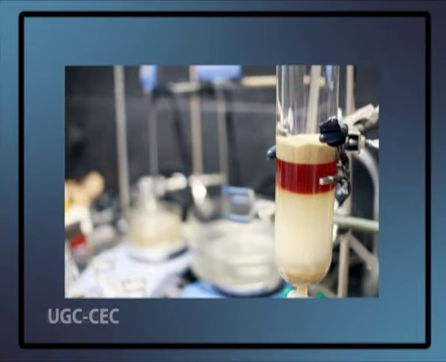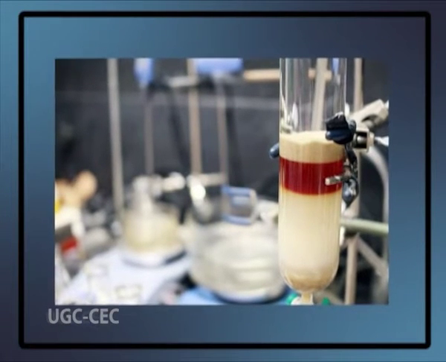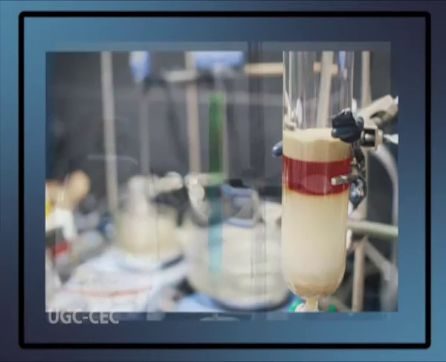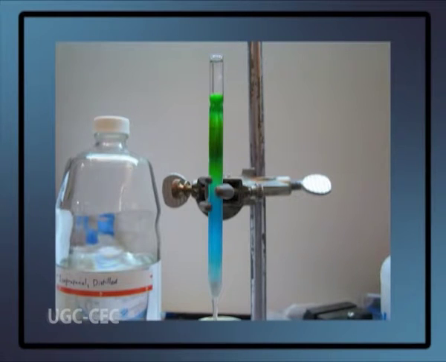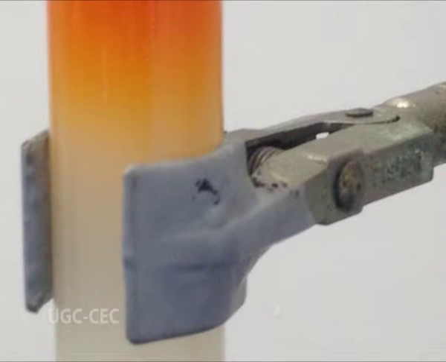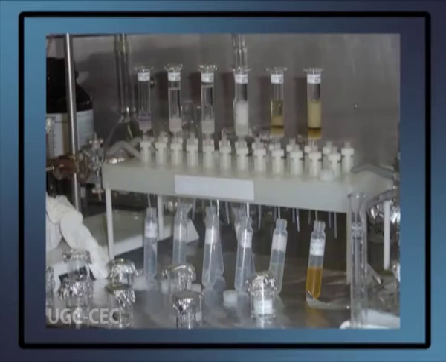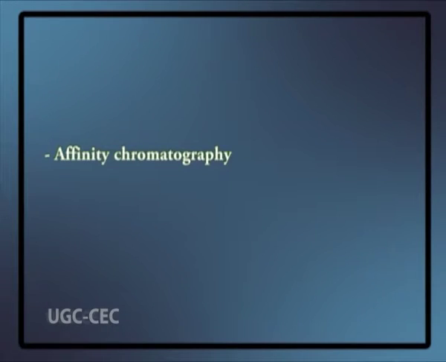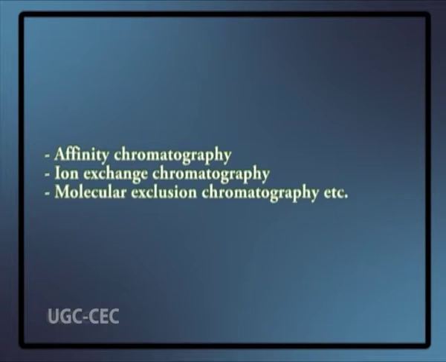C2. Columnar or column chromatography. Column chromatography is one of the most useful methods for the separation and purification of both solids and liquids. In column chromatography, the stationary phase is packed into a tube made of glass or metal, and the mobile phase is a moving liquid or gas. Examples of column chromatography include affinity chromatography, ion exchange chromatography, molecular exclusion chromatography, etc.